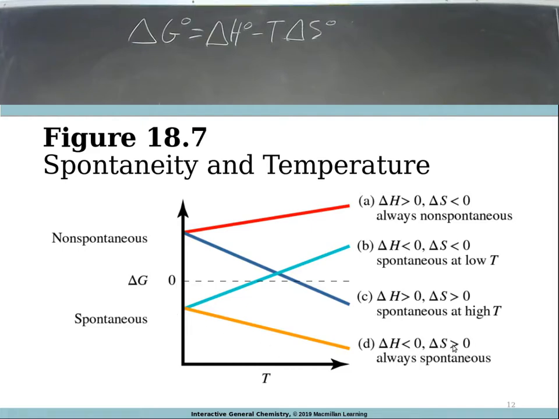But if we increase the temperature for an exothermic reaction where delta S is greater than 0, then this second term is going to be negative. The negative T times the positive delta S naught is going to drive delta G naught even lower and lower. And so those will always be spontaneous.